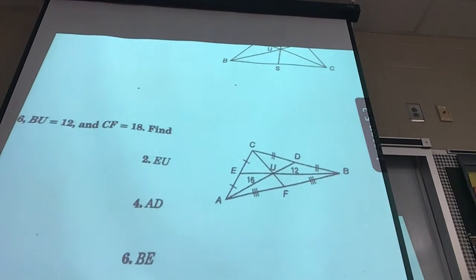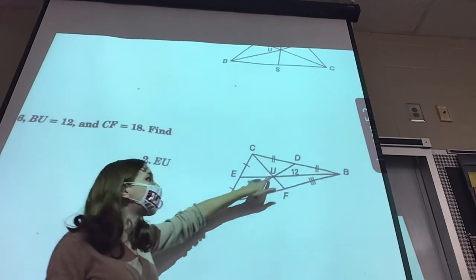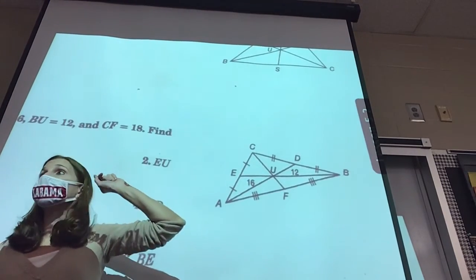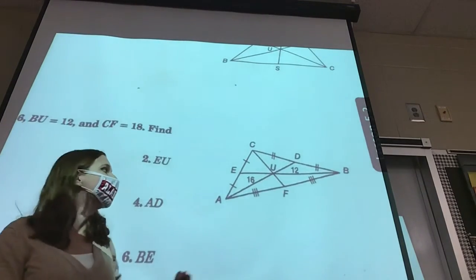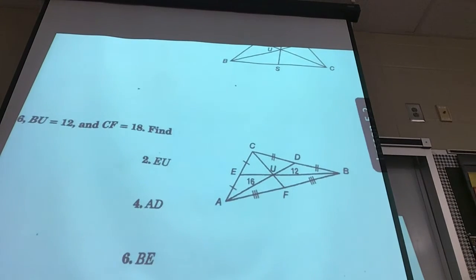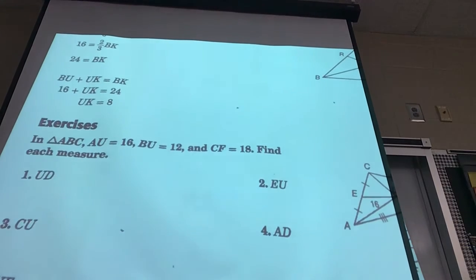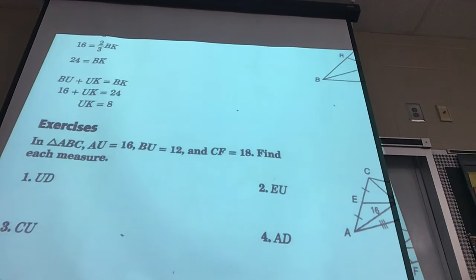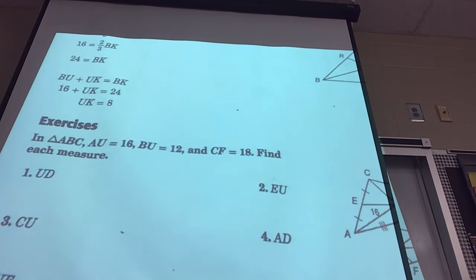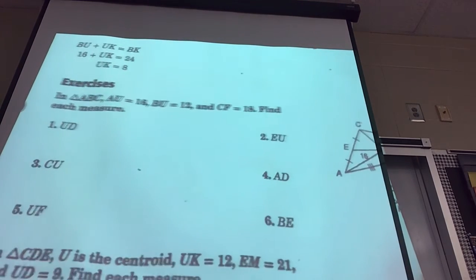Subtract it. If you know this piece, which is 16, you just found AD, which is the whole line. So all you got to do is subtract them, and you know what UD is. And UD is which one? It's number 1. So I just found number 1 and number 4. How many of these are there? There's 6. Yes, there are 6.